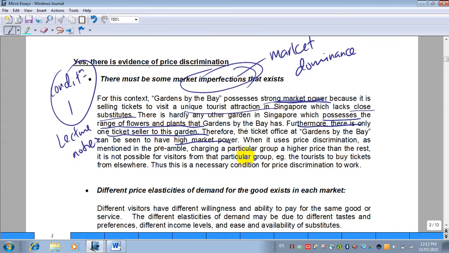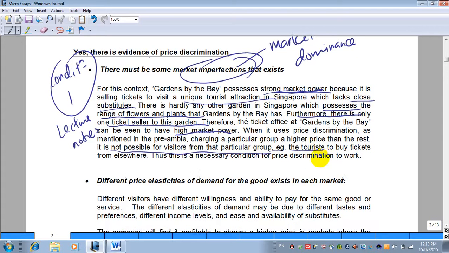So, when it uses price discrimination, it is not possible for visitors from this group, let's say the tourists who are charged a higher price, to buy tickets from elsewhere because it's almost like a monopoly. No one else sells tickets to Gardens by the Bay. It is almost like a monopoly. No one else can sell tickets to Gardens by the Bay legally.